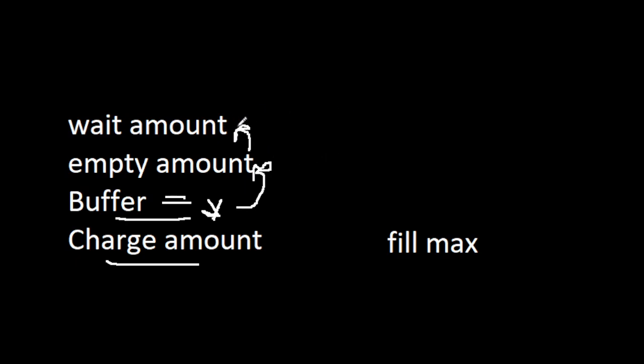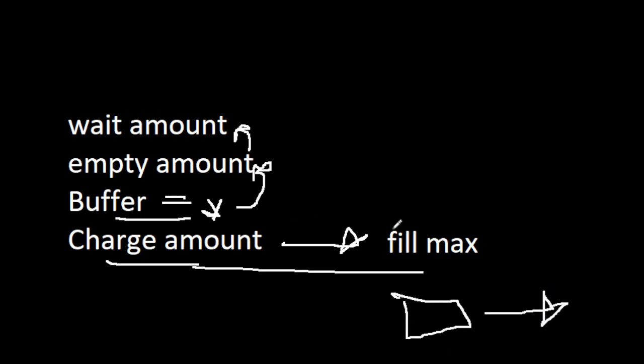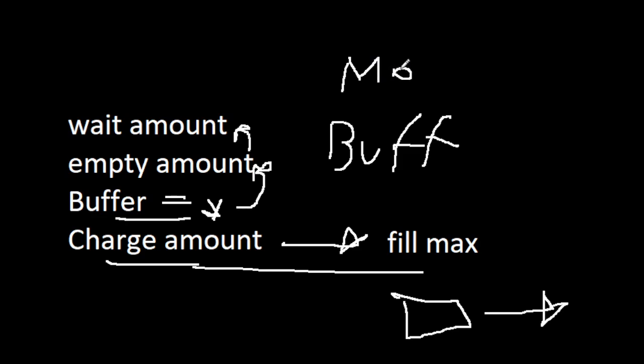The weight amount is the time it takes until the box begins to move. And how we figure that out is the box doesn't move until the fill max is reached. So once the charge amount hits the fill max, the box moves. But if it doesn't reach the fill max, it gets sent over to the empty amount, where the weight amount is calculated by taking the max minus the buffer. And that equals the weight amount.